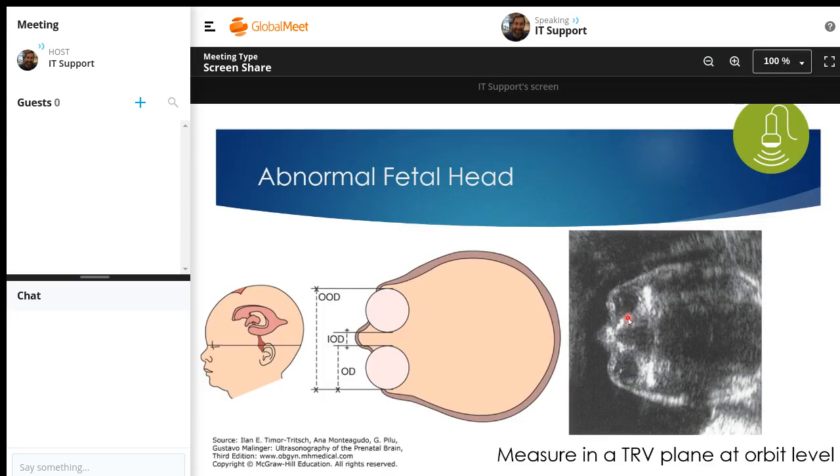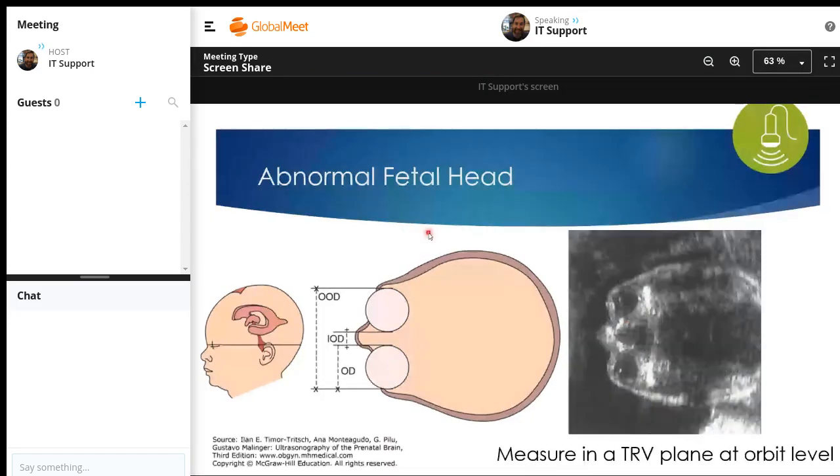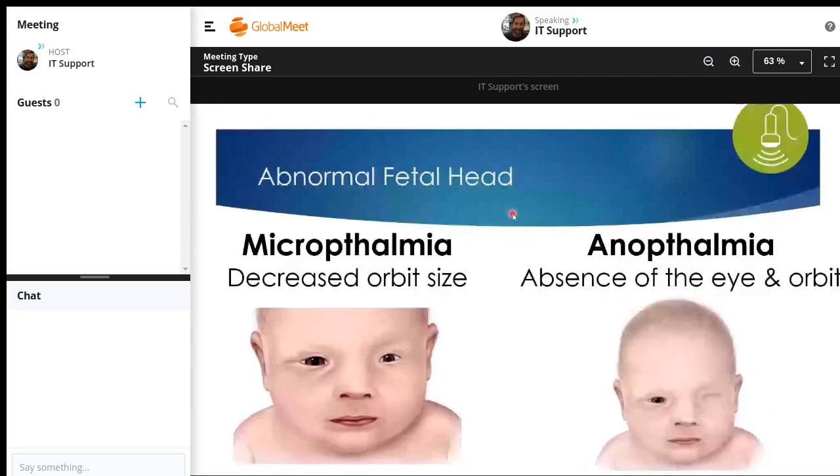And then you just measure in between the orbits. So from here, across the nose to here. So this is, again, used to determine if there is hypo or hypertelorism.